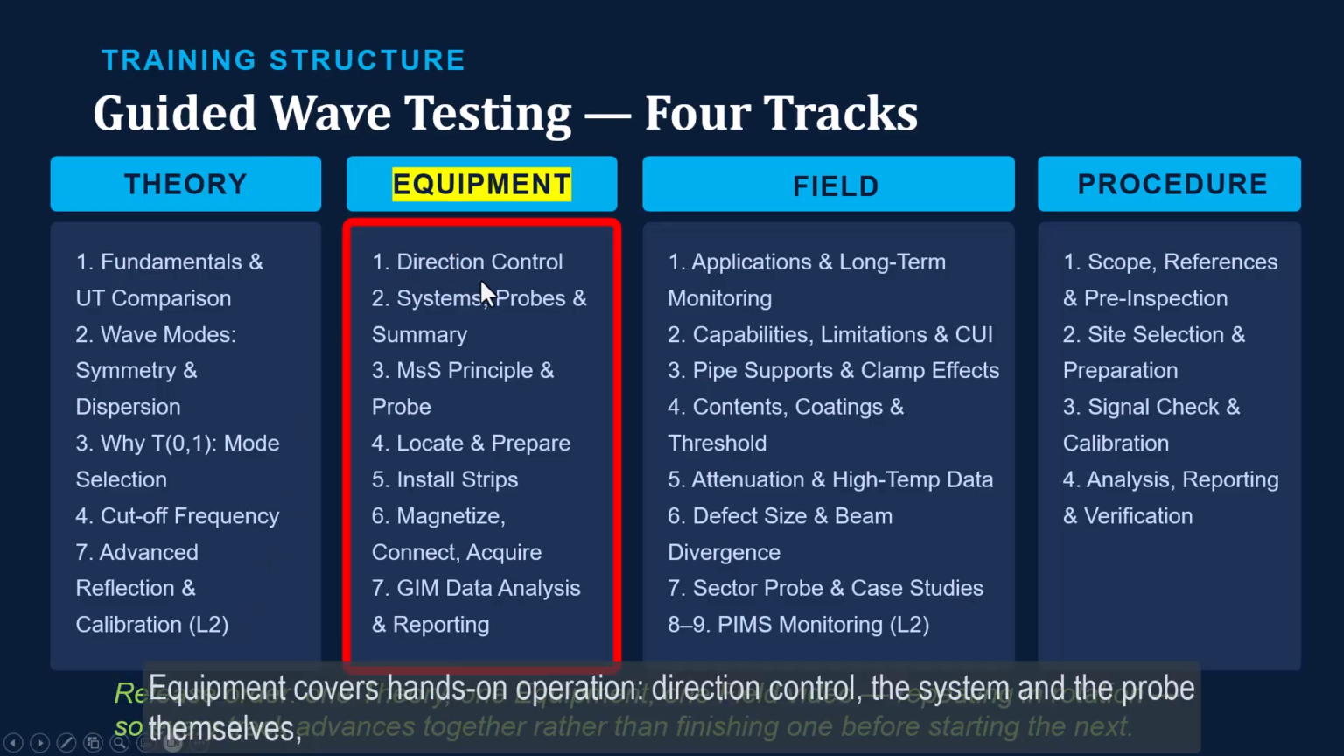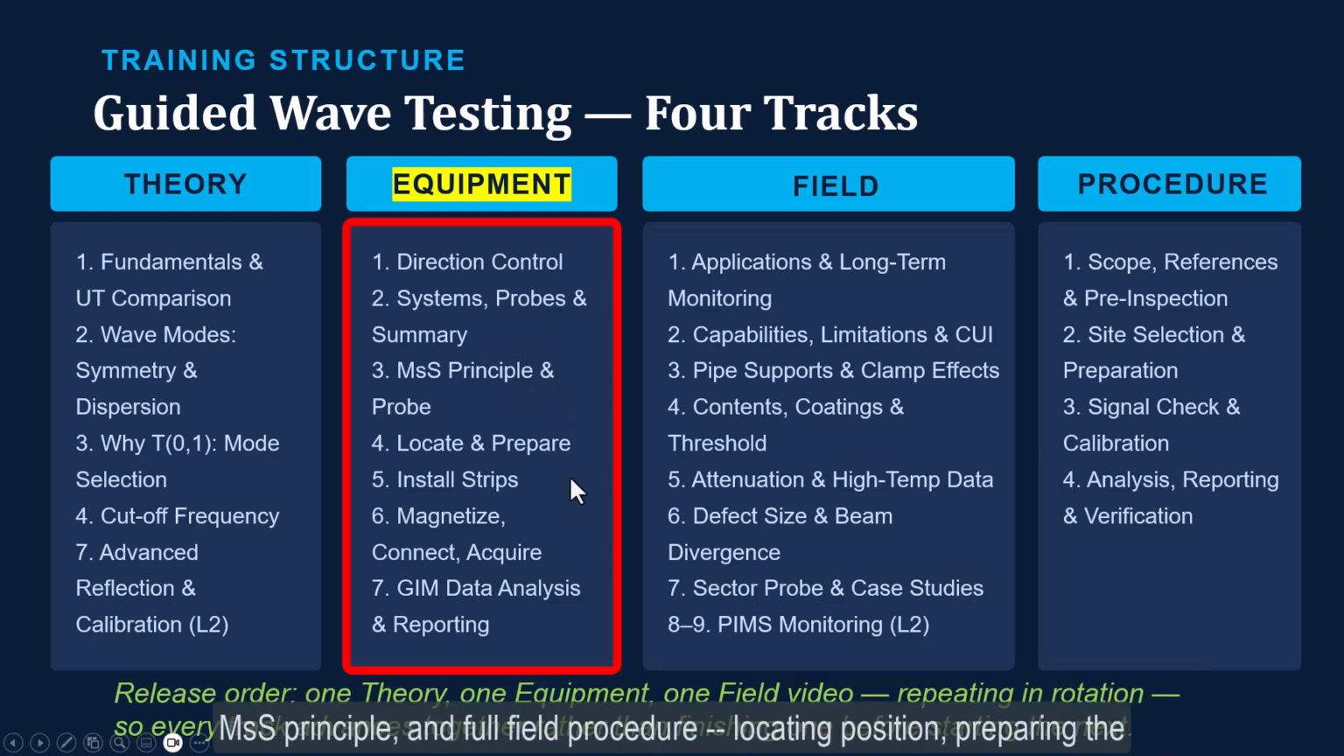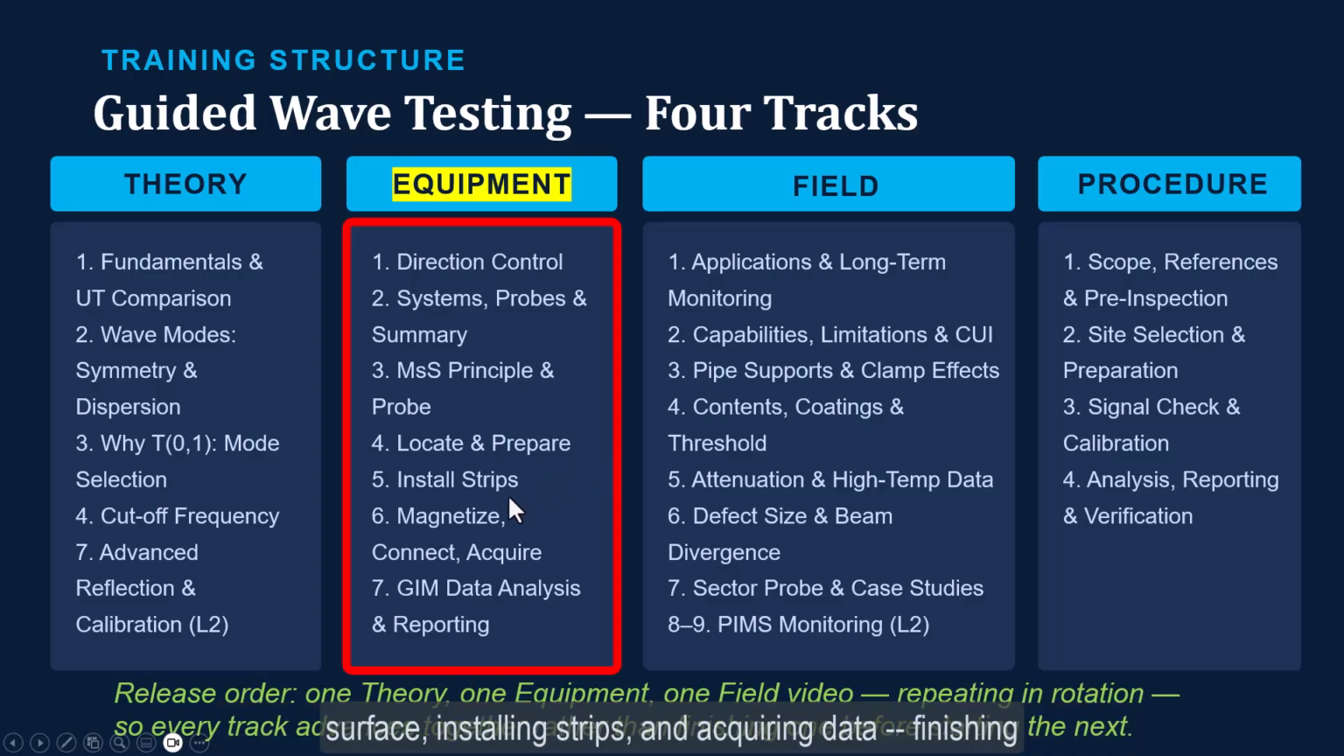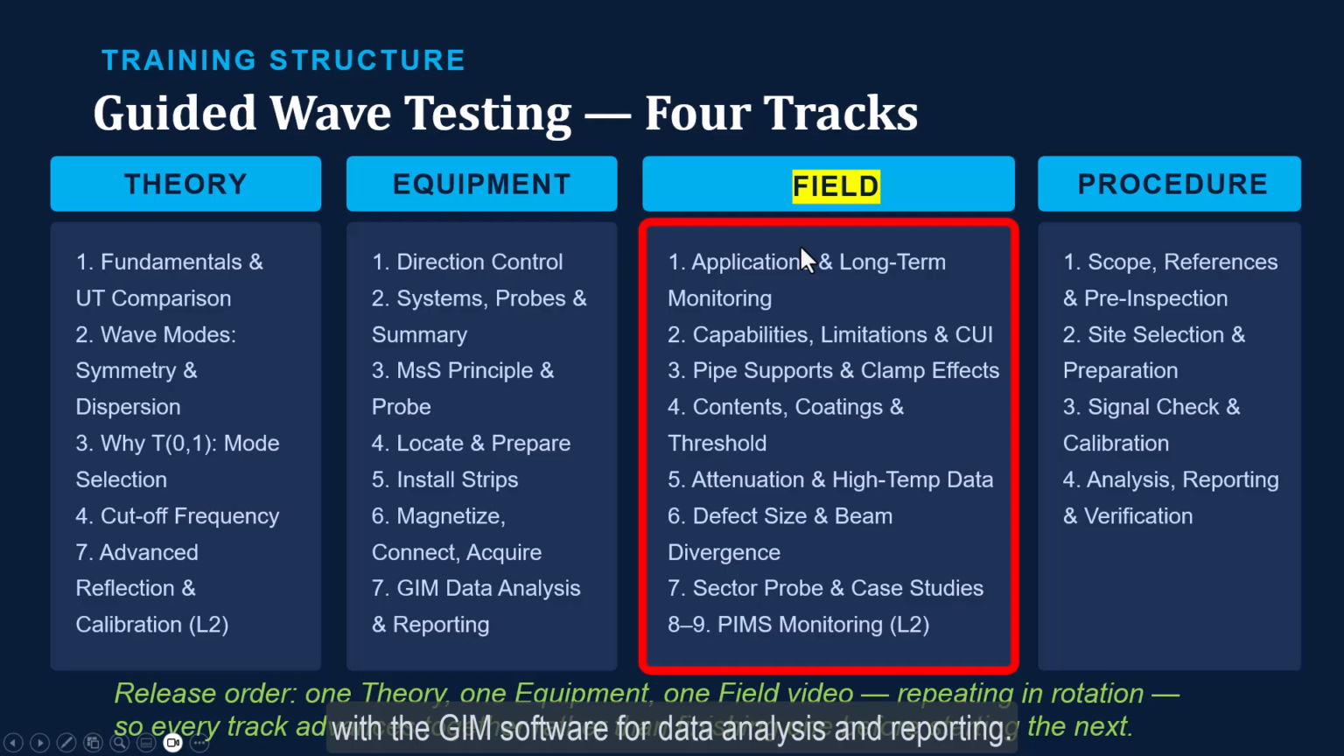Equipment covers hands-on operation, direction control, the system and probe themselves, MsS principle, and full field procedure: locating position, preparing the surface, installing strips, and acquiring data, finishing with the GIM software for data analysis and reporting.